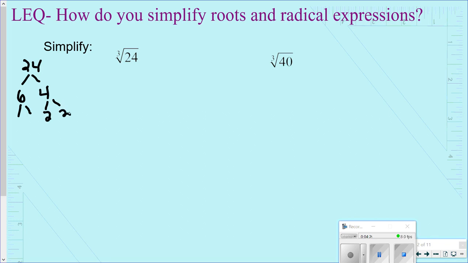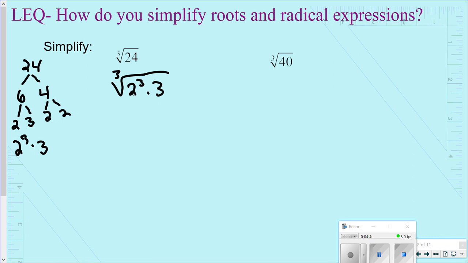Then I'm continuing to factor until I get to the primes. So I have 2 times 3 and 2 times 2. Now I have the prime factorization of 24. So I'm remembering that the prime factorization of 24 is 2 times 2 times 2, which is 2 cubed, times 3. Now back over here, I'm looking at finding the cubed root of 2 cubed times 3.